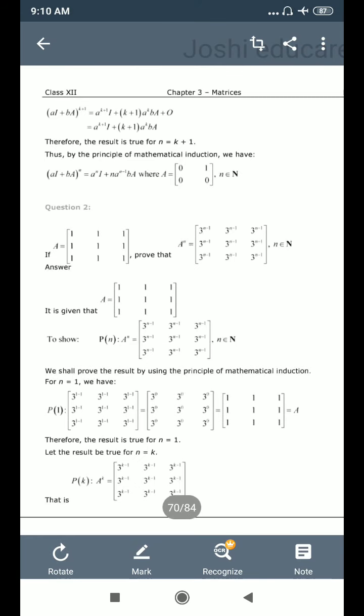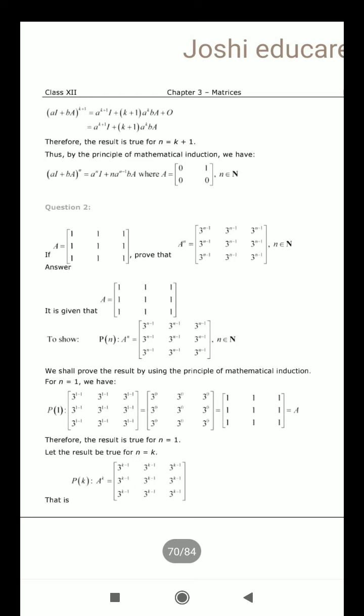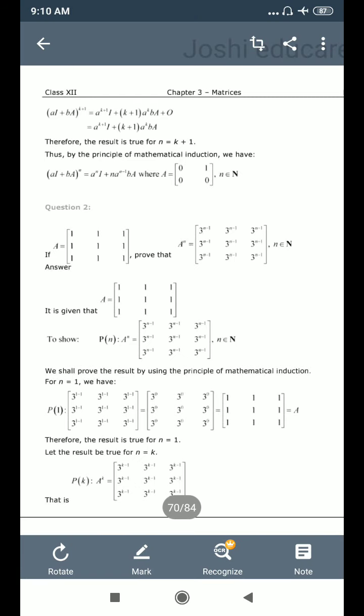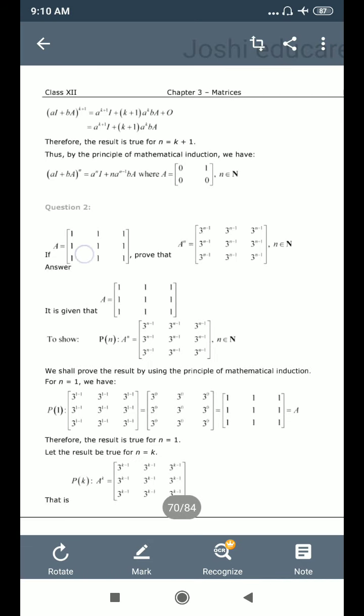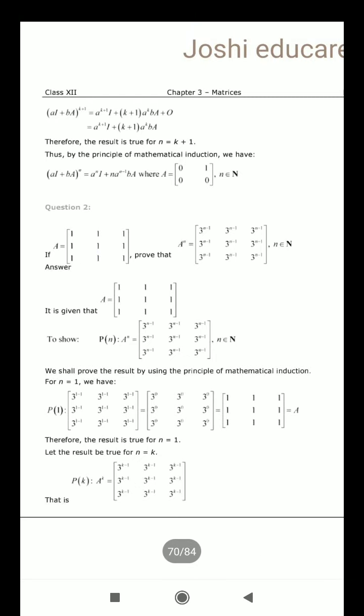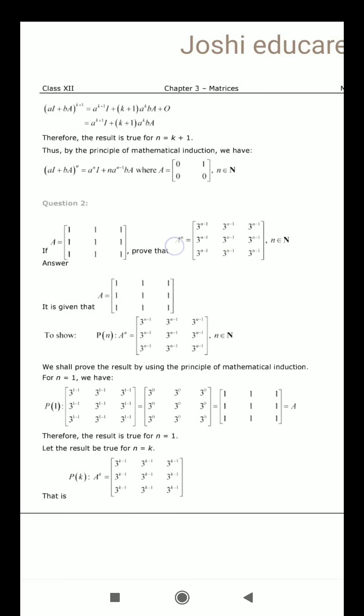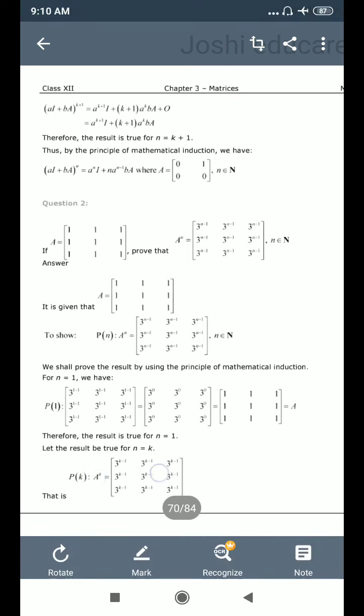And we know that 3 raised to power 0 is 1. So see, it will become A only. So A raised to power 1 is equal to A, so P1 is true. So if in this we replace n by 1, we will get this thing. A raised to power 1 is already given, we will get this thing. Now let Pk be true. Pk is true means in this whole expression you replace n by k, so we will get this term.